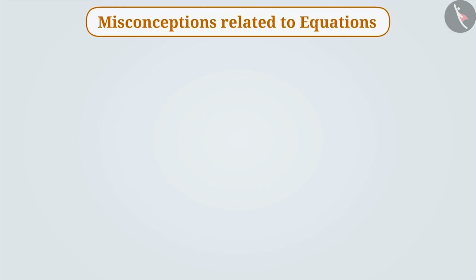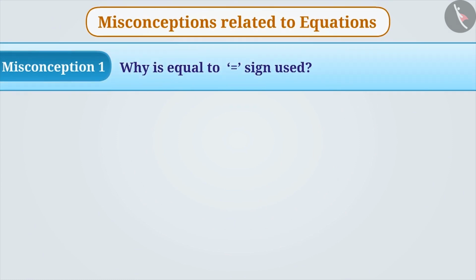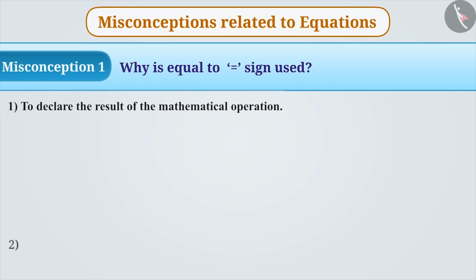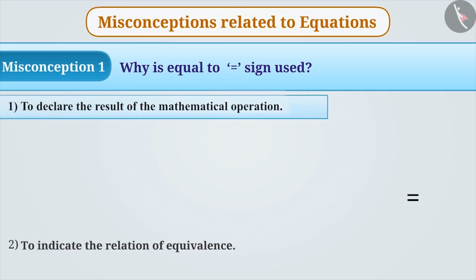Misconception 1. Why is the equal to sign used? To declare the result of the mathematical operation or to indicate the relation of equivalence. From smaller classes, children normally believe that an equal to sign is always used to declare the result of a mathematical operation, just as x plus 2 is equal to 3 tells us that the result of the addition of x and 2 is 3.